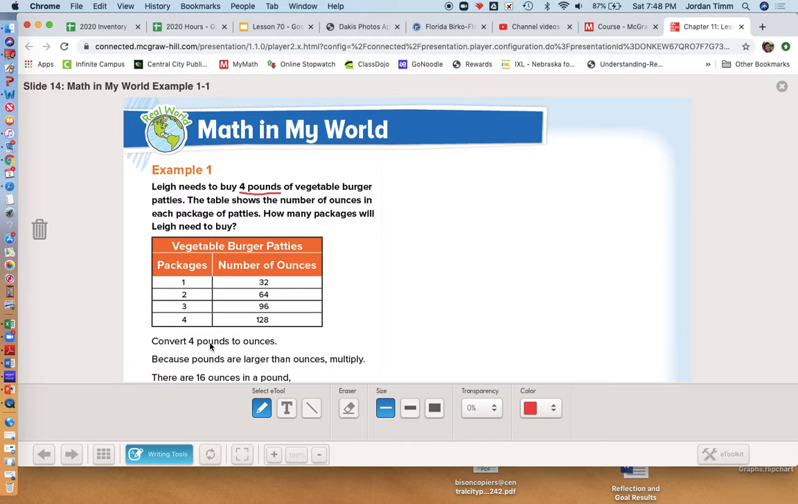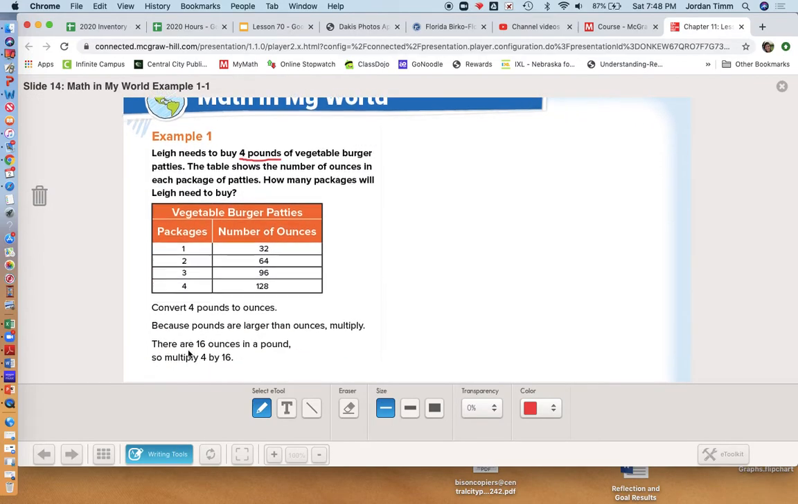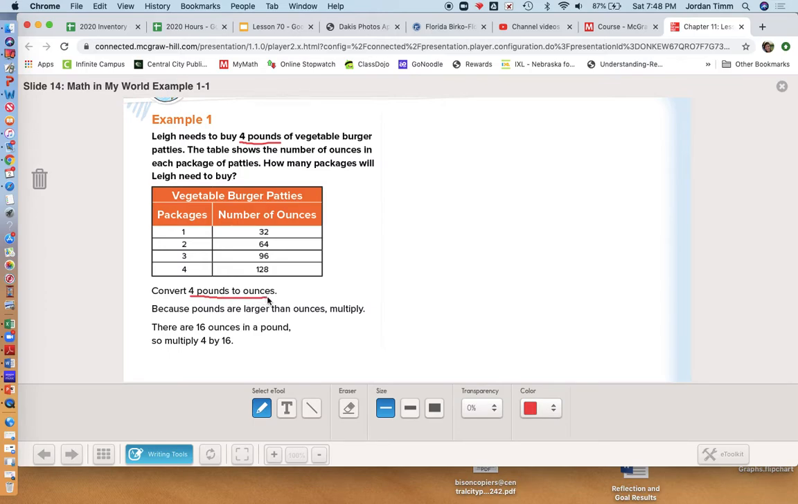So we need to convert 4 pounds into ounces. That's our first step, to figure out how many packages she will need to buy. We need to know the ounces. On this chart, it does not say anything about pounds. Because pounds are larger than ounces, we multiply. There are 16 ounces in a pound, so we take 16 times 4. You have this written out on the next slide.